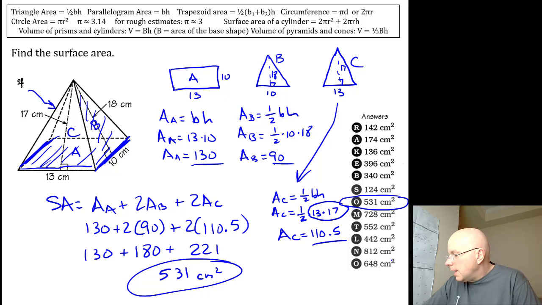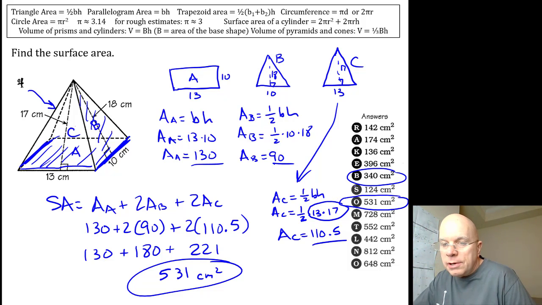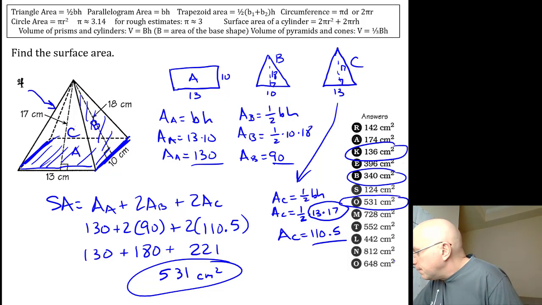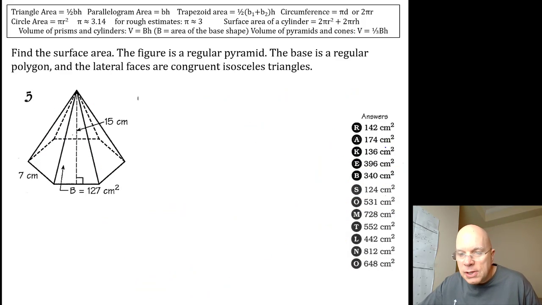And I've forgotten to keep track of which other ones we found. We found 340 and 136, and I believe the last one 648. So I've got KBOO, KBOO. All right, number 5. Let me circle KBOO.